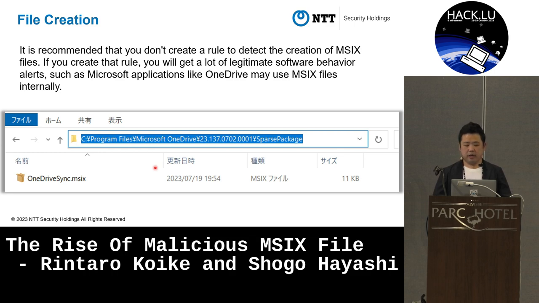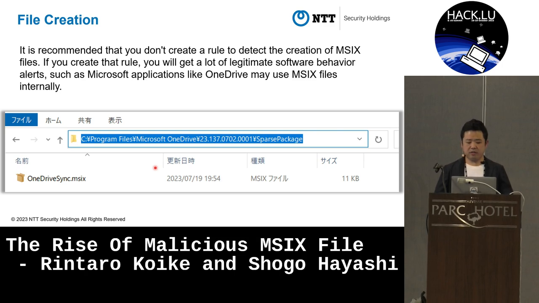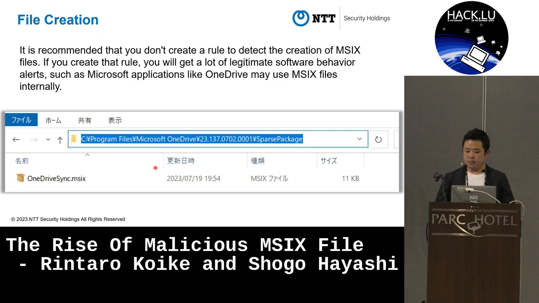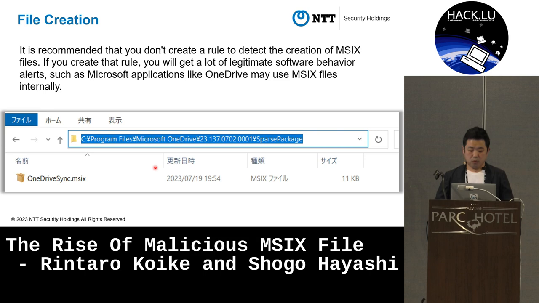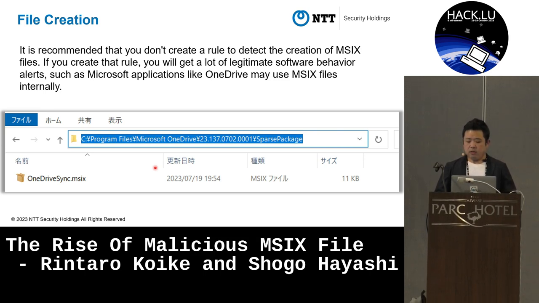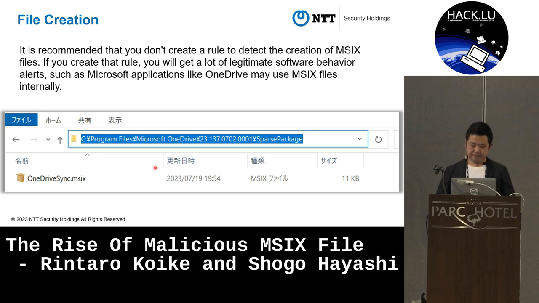Even if you create the rule and there are not so many detections, it's still not recommended because it's difficult for analyzing EDR logs. If you find EDR logs showing an MSIX file creation triggered by this rule, you can't determine whether the created MSIX files are malicious or not.